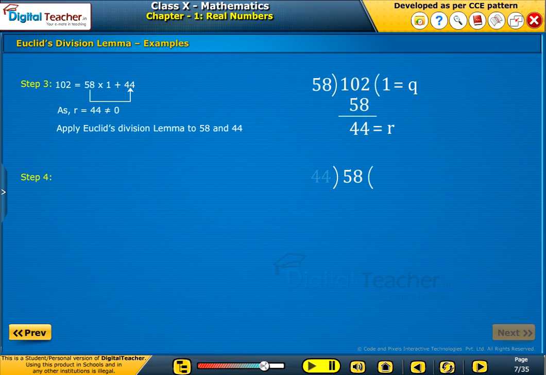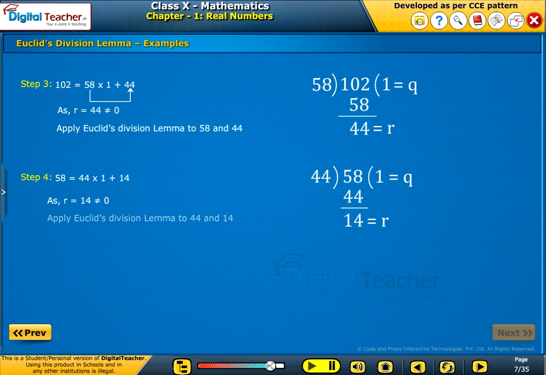Step 4. Here 58 is equal to 44 into 1 plus 14. As R equals 14, it is not equal to 0. Apply Euclid's division lemma to 44 and 14.